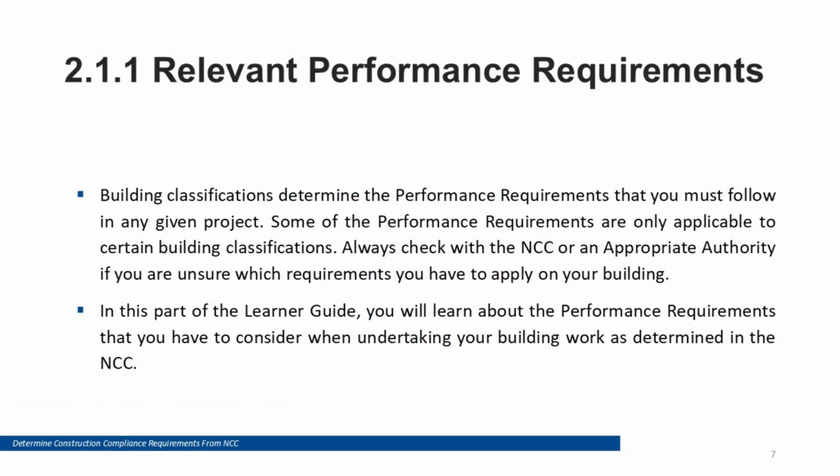Relevant performance requirements. Performance requirements sit at the top of the compliance structure. They describe the minimum performance needed for safety, access, health, and amenity. Your job is to confirm which performance requirements apply based on the building classification and project scope.